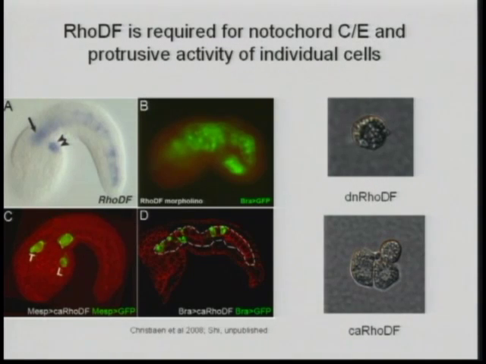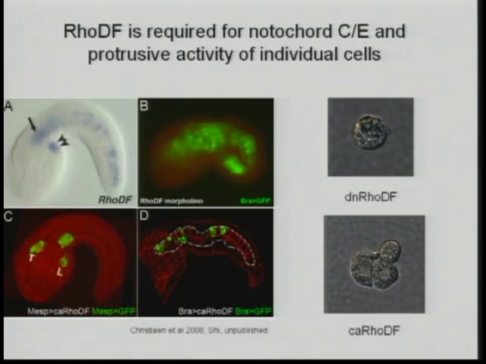if I put a dominant-negative RhoDF, inhibiting RhoDF function, in the notochord cells, you see how the cells behave. Now you lose these actin protrusions around the periphery. Basically, it's consistent with how RhoDF works in other systems. Alternatively, if I misexpress a constitutively active form of RhoDF, it produces bigger protrusions at a much higher frequency. It's all consistent, suggesting that upregulation of RhoDF indeed correlates with the actin protrusion behavior in the notochord.